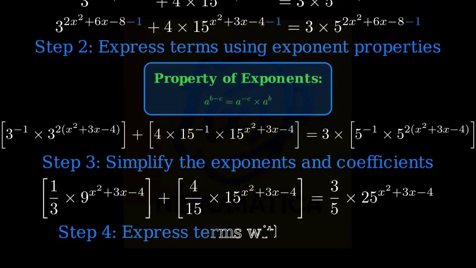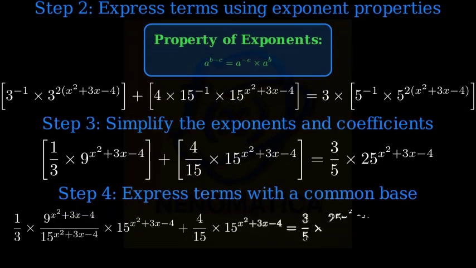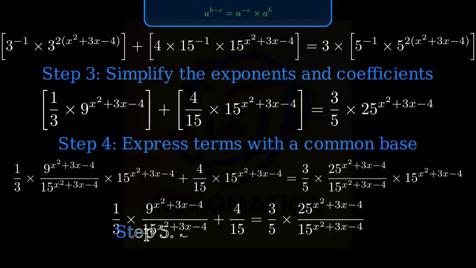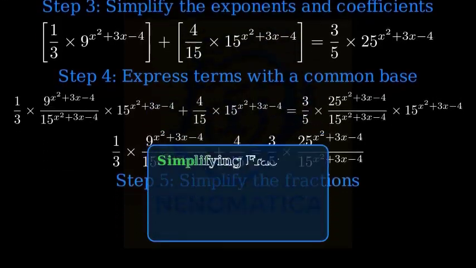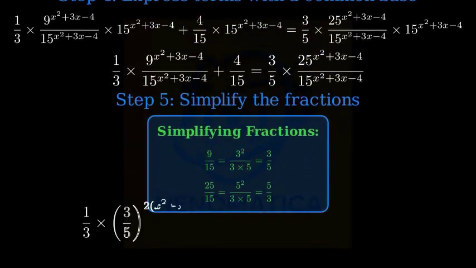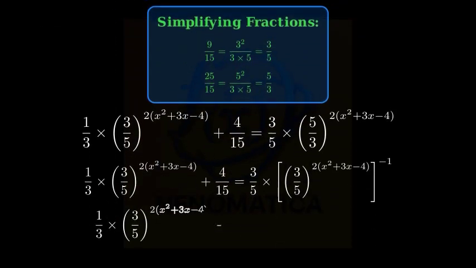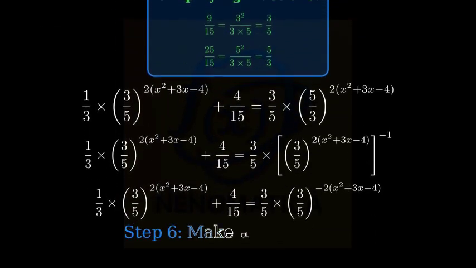To solve this equation, we need to have all terms with the same base. Let's choose to express all terms using the base 15. We can write all powers in relation to 15. Let's simplify the fractions. 9 over 15 equals 3 over 5 squared, and 25 over 15 equals 5 over 3 squared. To simplify our work, let's make a substitution.